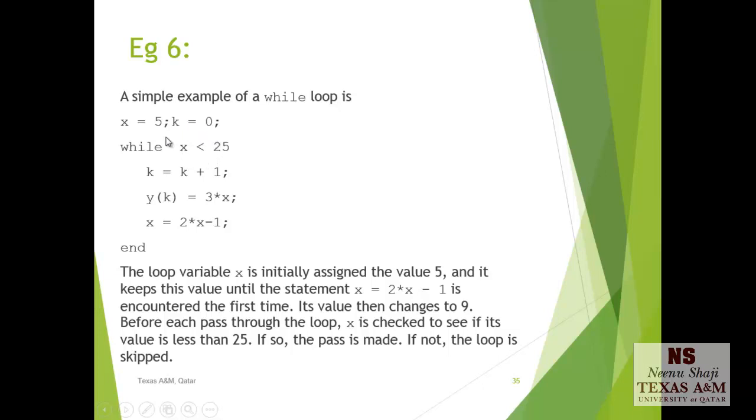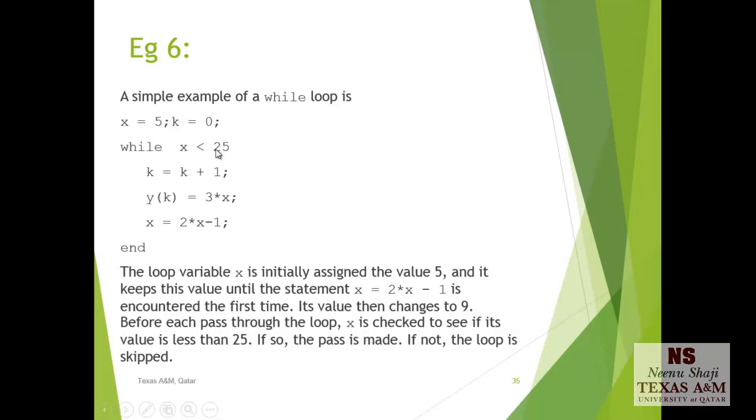And is 5 less than 25? It is a true statement. So k will have a value 0 plus 1, which is k is equal to 1. So y of 1 will be 3 times 5, which is 15. Now x value will change to 9 because it is 2 times 5, that is 10 minus 1, 9.